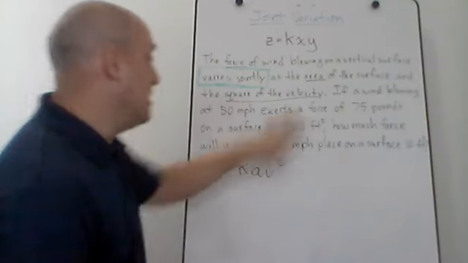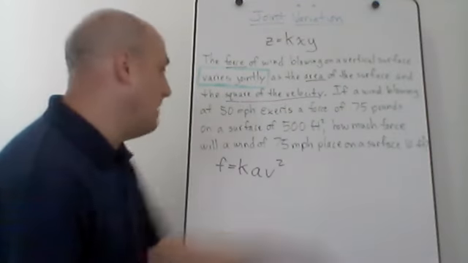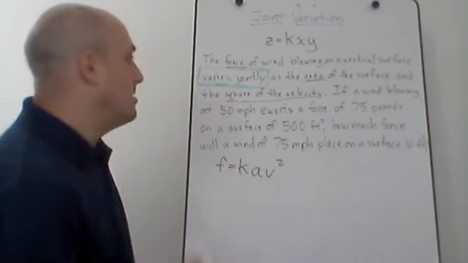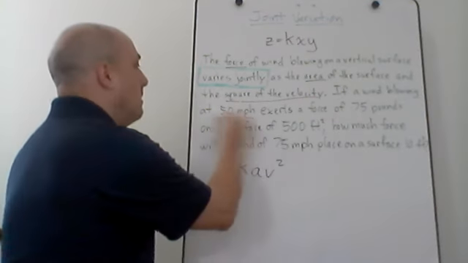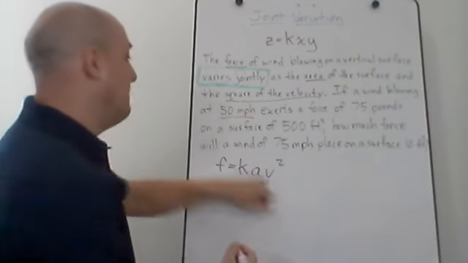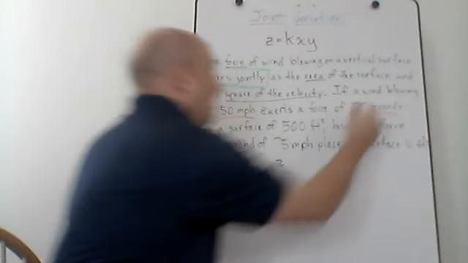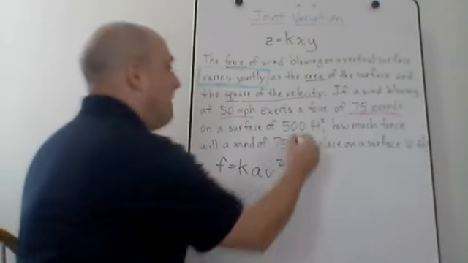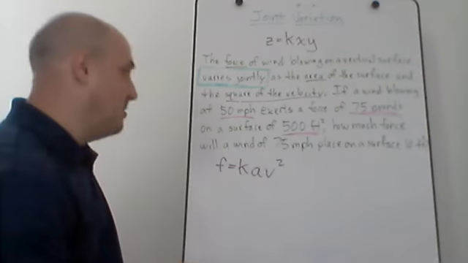The next sentence is going to give us the information we need to solve for that constant. And then the last part of it is what we need to actually answer the question and solve the problem. So the next thing they say is if a wind blowing at 50 miles per hour, so that's going to be my velocity, 50 miles per hour, exerts a force of 75 pounds, so my force over here is going to be 75 pounds on a surface of 500 square feet, so my area A is going to be that 500.